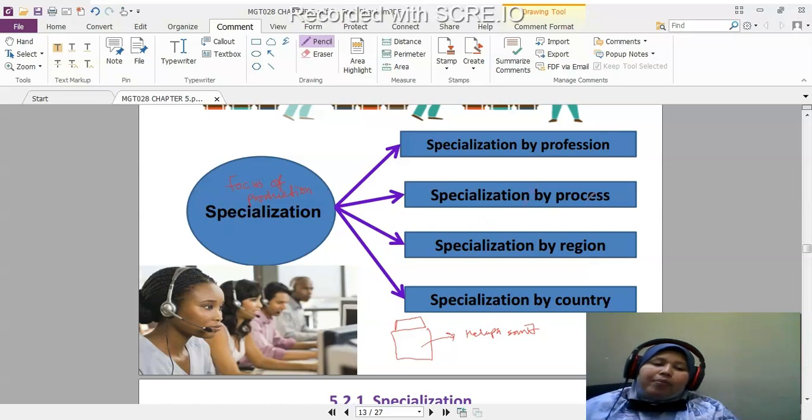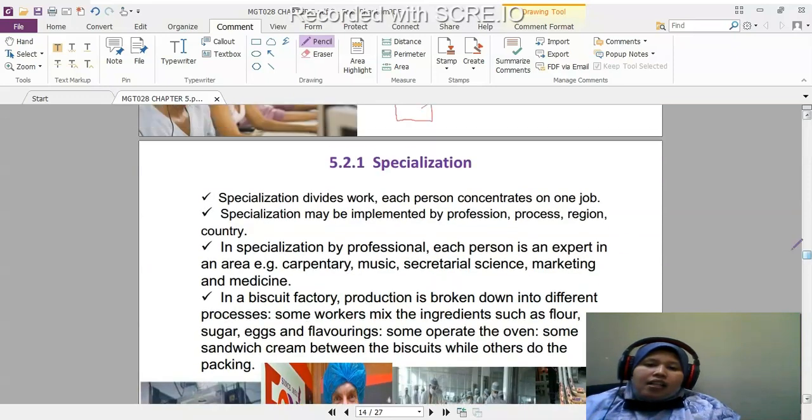Ataupun by process. Contoh company ada 2 branch. Branch pertama lebih pada fokus proses untuk membuat santan. And then branch yang kedua, proses untuk membuat kerisik. Specialized by process supaya lebih fokus. And then specialization by profession. So antara contoh-contoh specialization, instead focus on one production only. Ni ada lagi explanation dia.